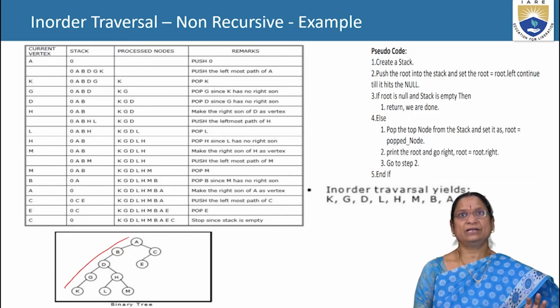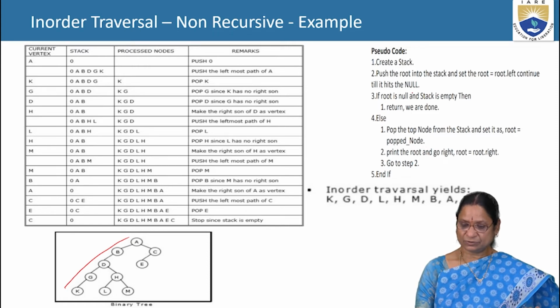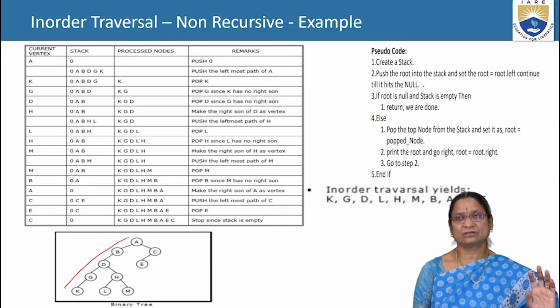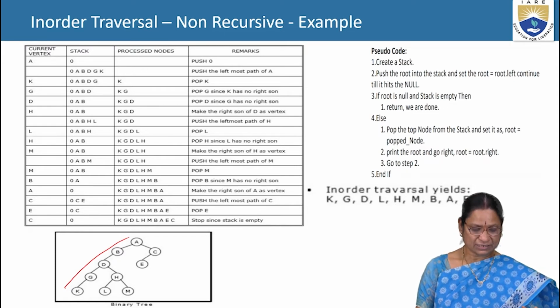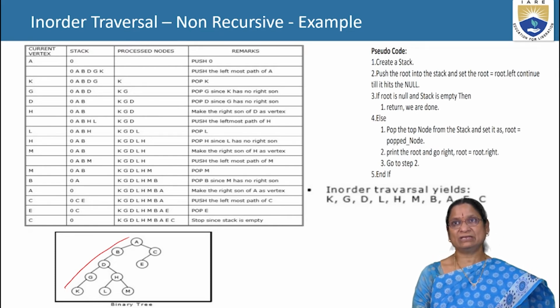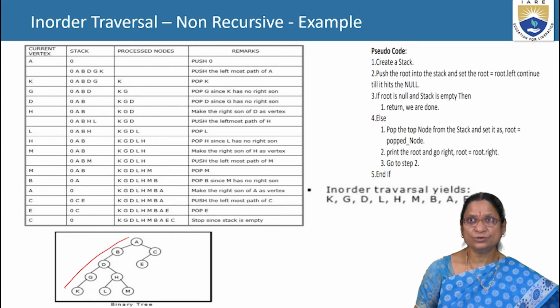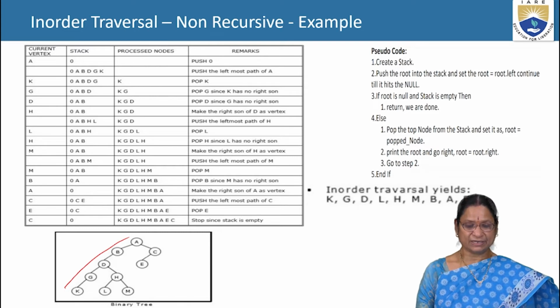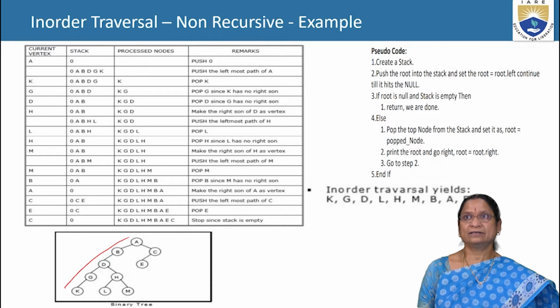And we reach null. There are no children for K further. So we push the root into the stack and set root to left, continuing till it hits null. We reached null: the left of K is null. We will stop there. If the root is null and the stack is empty, then we can stop. But the stack is not empty. The stack has some elements, up to K. So that's why we continue to the else part.